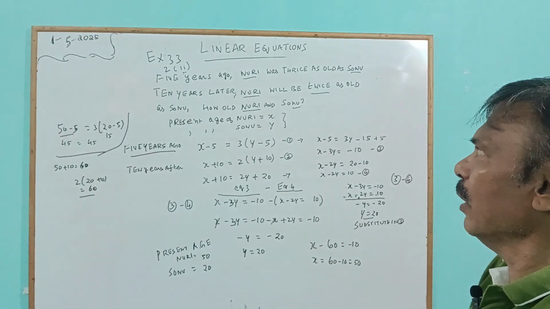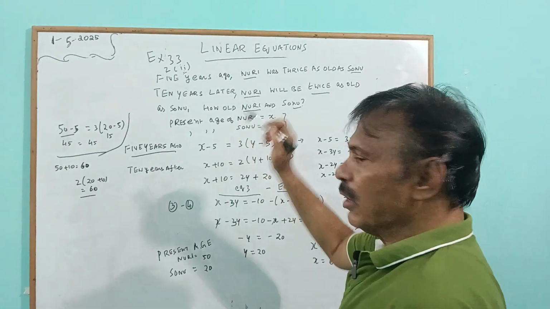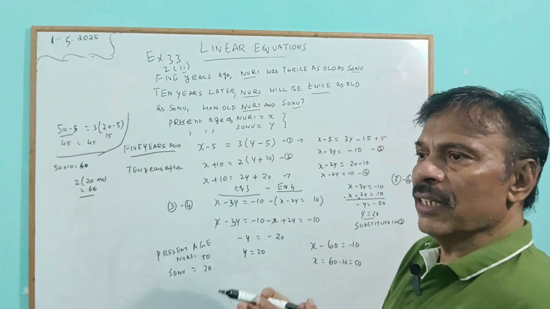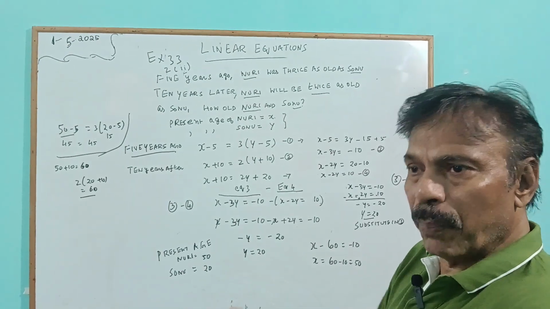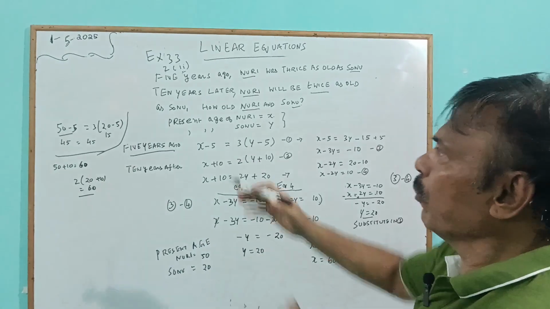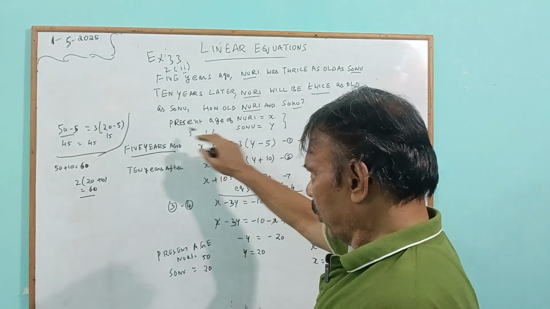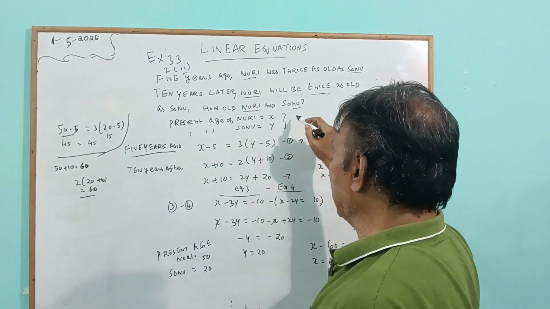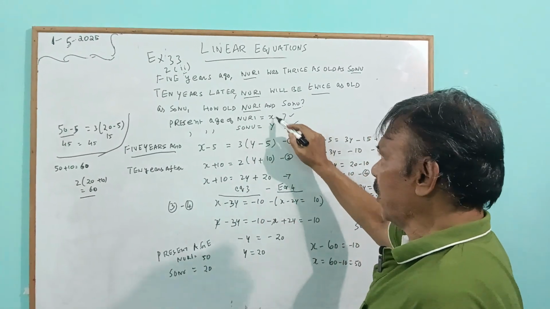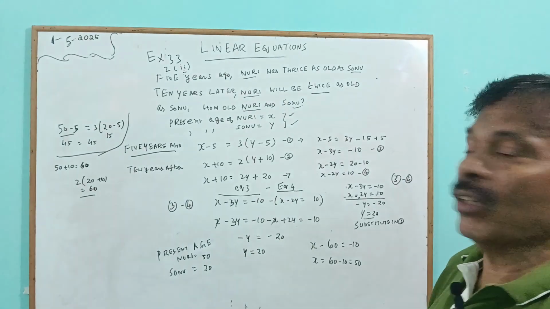Try to understand. So what I am writing is, first of all, this question is with respect to the present age. They are talking about 5 years before, 10 years after, like that. So you should always assume that the present age of Noori is x, and the present age of Sonu is y. This is the present age. From this only you have to try to solve the problem.